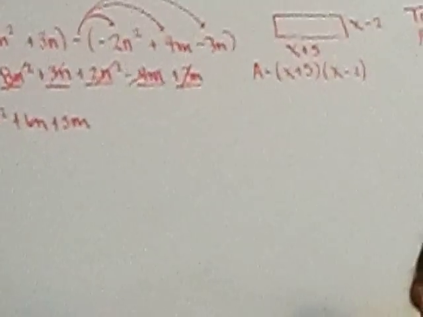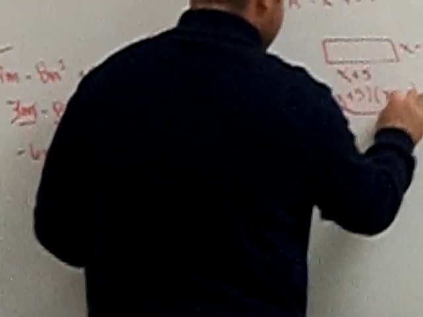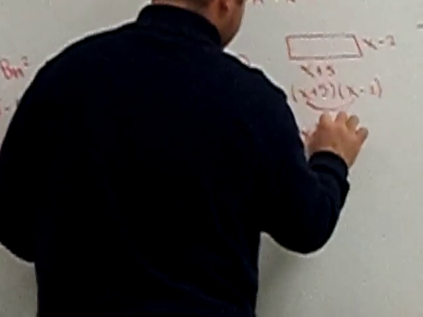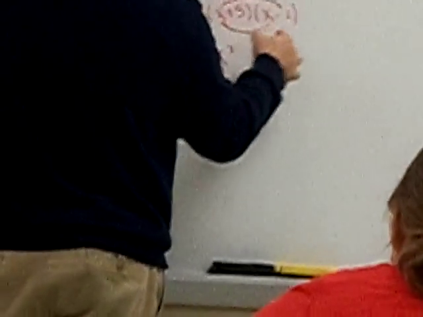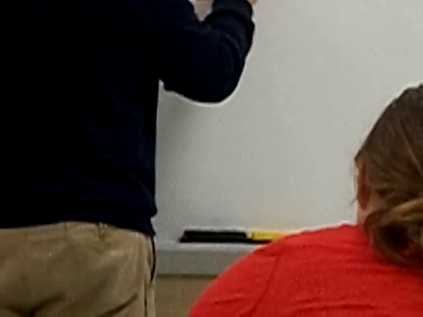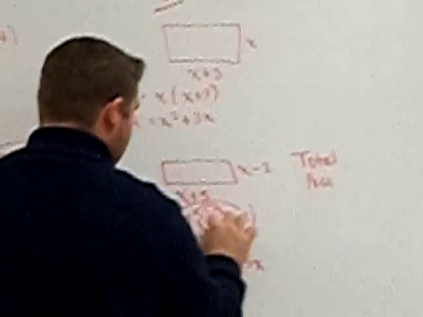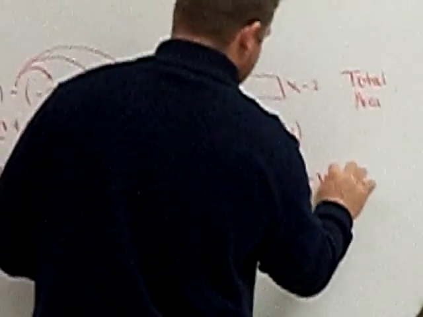Here's the length, here's the width. So the area is x plus 5 times x minus 2. Well, we have 2 binomials. What do we know about how we multiply 2 binomials? We pull it out. The first term is x times x, that becomes x squared. The outer terms, x times negative 2, that's negative 2x. The inner terms, 5 times x becomes plus 5x. And the last terms, 5 times negative 2 is negative 10.